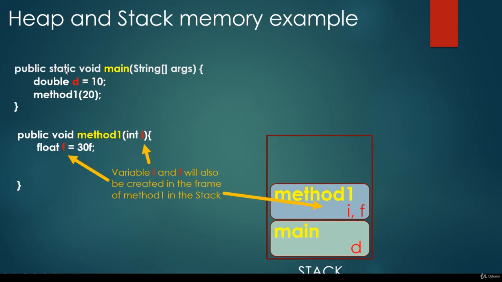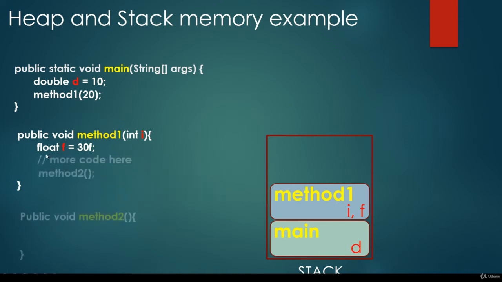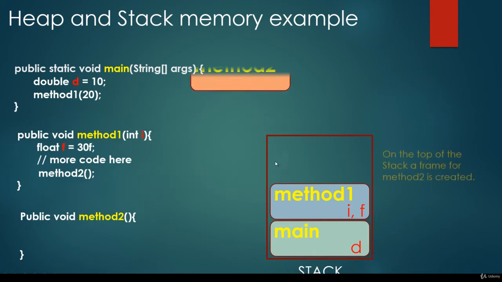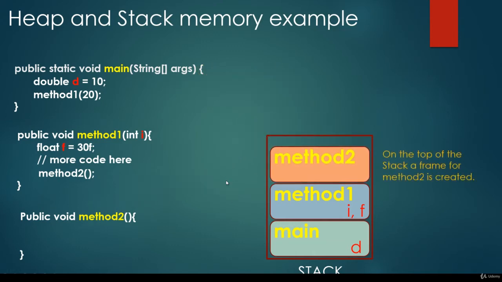So as you can see, every single method has a distinct frame on the stack memory. And by the way, these stack frames are independent. So for example, within the main method, we are not able to alter the value of the local variable f because they are in different stack frames. Anyways, if we call, for example, another method, method 2, which is a public void method again, it is going to be stored on the stack as usual.